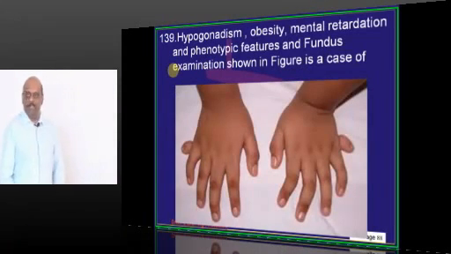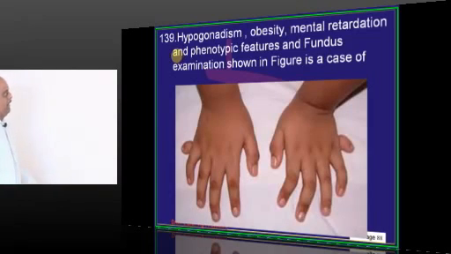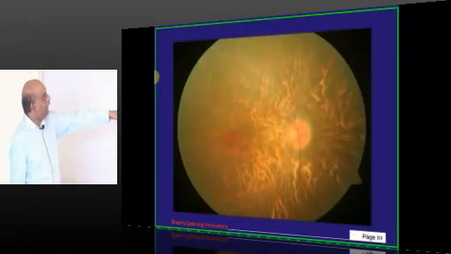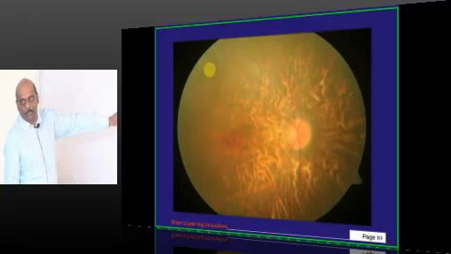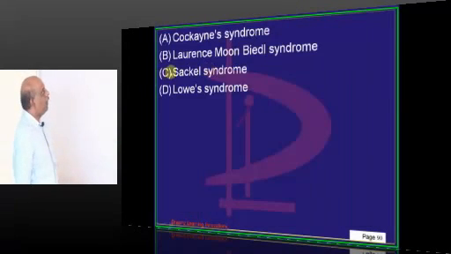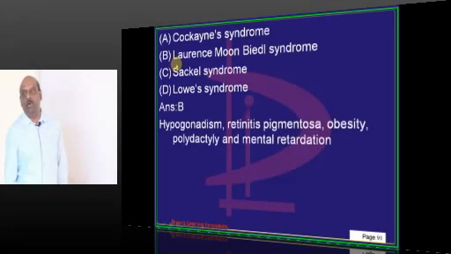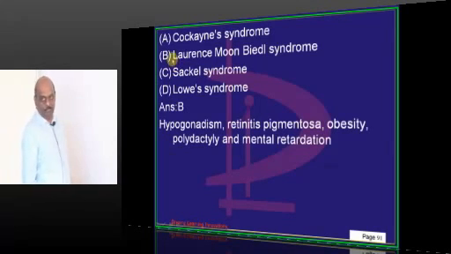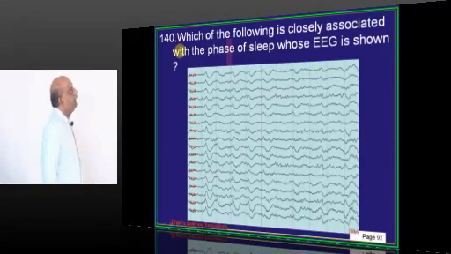Patient has got hypogonadism, obesity, mental retardation and polydactyly, along with the bony spicule appearance, which is retinitis pigmentosa. All put together is a classical case of Laurence-Moon-Biedl syndrome, is what you need to remember.